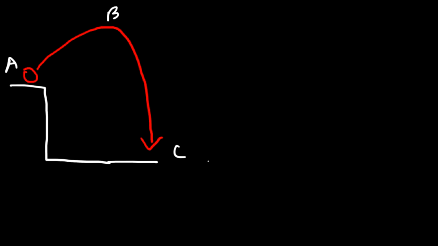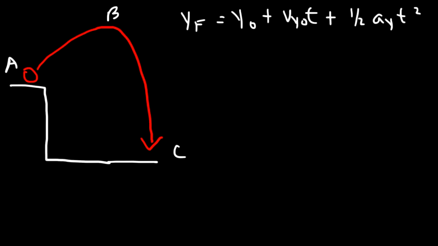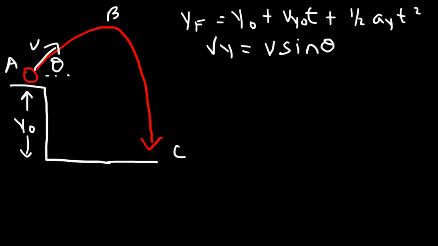Now, in addition to the other equations, one equation that might be useful is this equation. Y final equals Y initial plus Vy initial t plus 1/2 AY t squared, where AY is negative 9.8. Y initial is basically the height of the cliff. And if you want to find the time it takes to hit the ground, that is at point C, Y final, replace it with 0, and then use the quadratic equation to get the answer. Now typically you'll be given the velocity v and the angle theta. So to find Vy, it's V sine theta, so just keep that in mind.